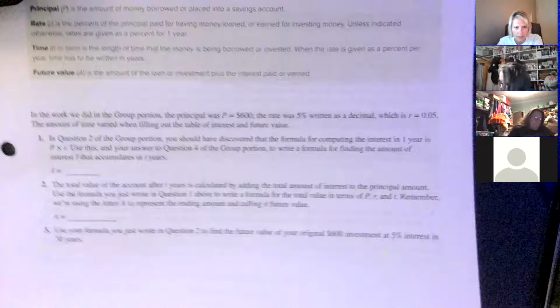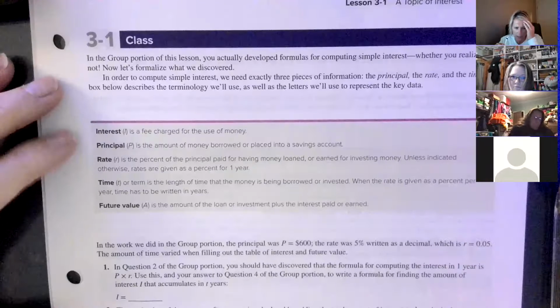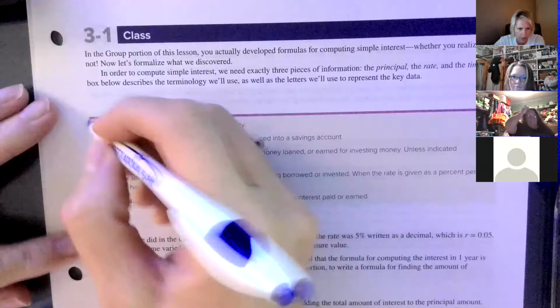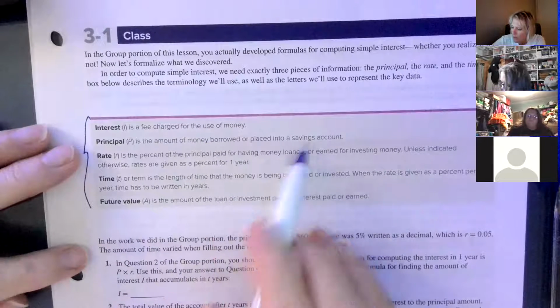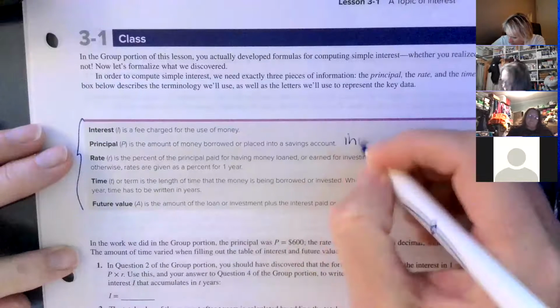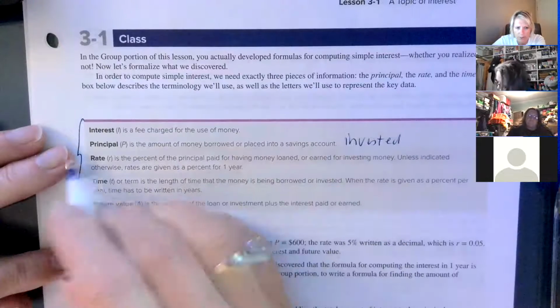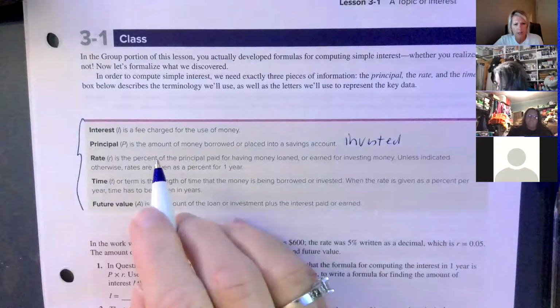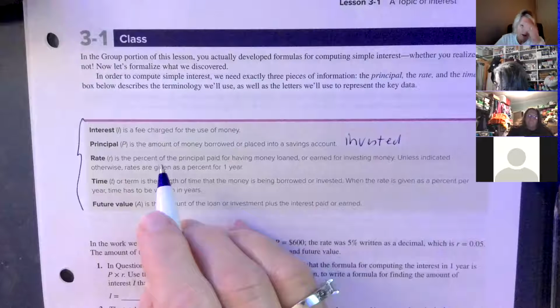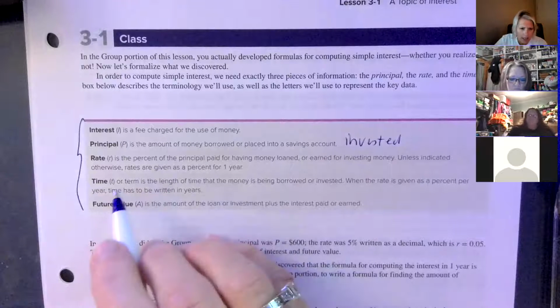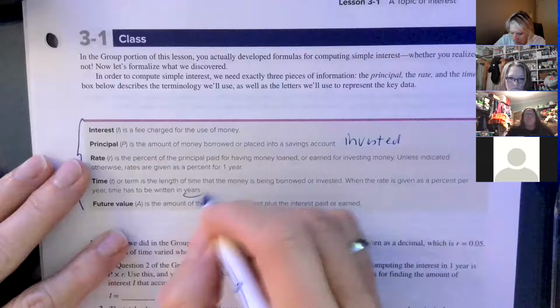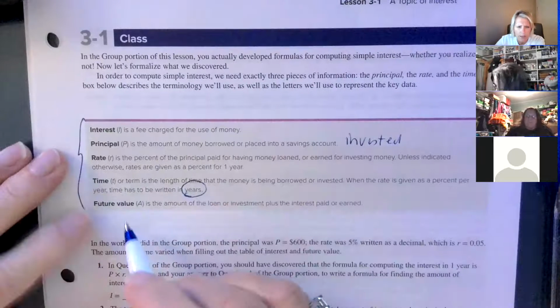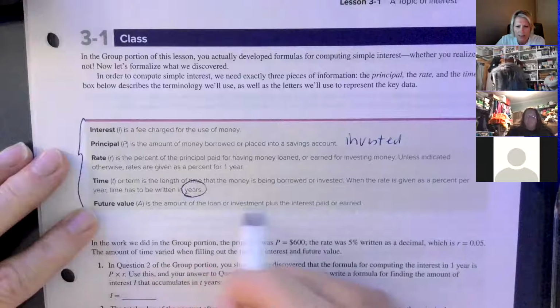So the next page has some good vocabulary for us. We've already talked about the definition of interest. This would all be good for your note card for the midterm. P is the amount of money we're borrowing or placing into a savings account, or sometimes we're going to see the word investment, invested. That will tell you that that's principal. The rate is our interest, the percent that we're paying or we're earning in a decimal form. Time is the length of time that we're borrowing or investing the money, and it's always in years. We have to remember that. And future value is the amount of the loan or investment plus the interest paid or earned.